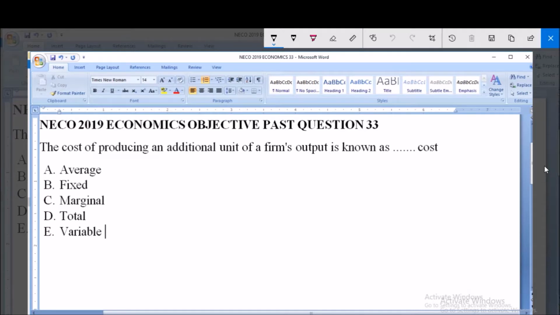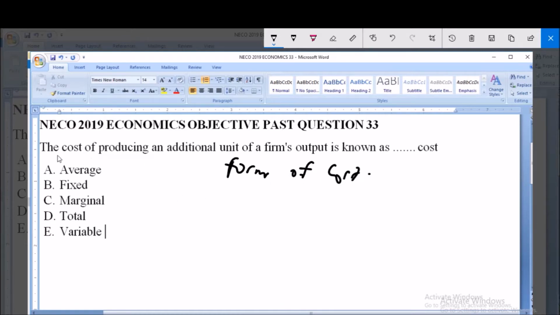The cost of producing an additional unit of a firm's output is known as dash cost. A. Average, B. Fixed, C. Marginal, D. Total, E. Variable. So we are looking at the various forms of cost we may have.